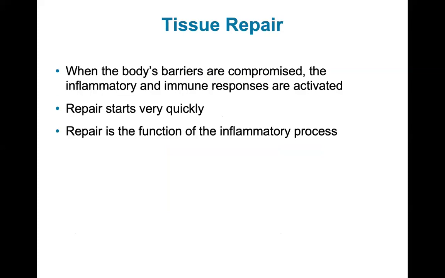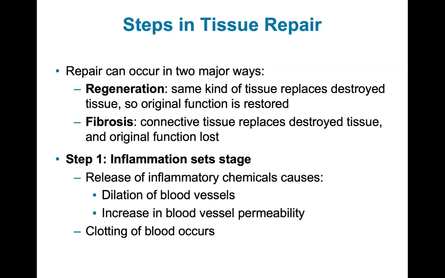Okay, the final discussion point for today with tissues is tissue repair. When the body's barriers are compromised, the inflammatory and immune responses are activated, repair starts pretty quickly, and the actual function of repair is part of the inflammatory process. The steps that are involved in tissue repair is that repair can occur in two major ways. One, regeneration. This is when the same kind of tissue replaces destroyed tissue, so original function is restored. The second is fibrosis. This is when connective tissue replaces the destroyed tissue, and the original function is lost, and that's what we would call fibrous tissue, or quote-unquote scar tissue.